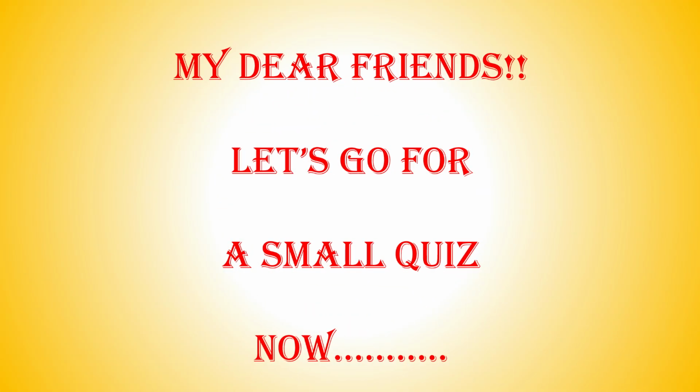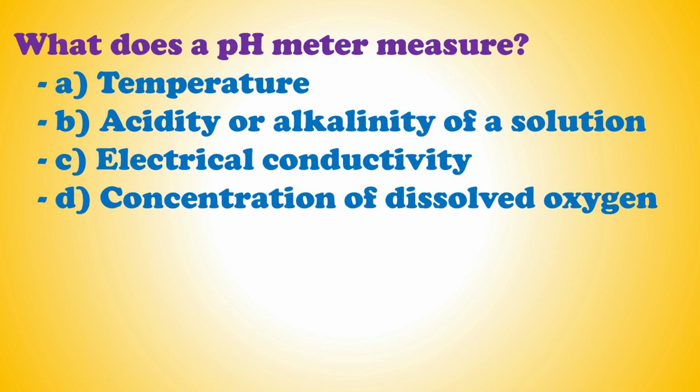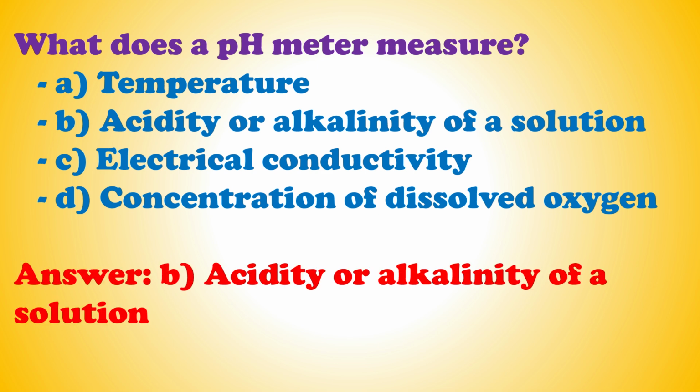My dear friends, let's go for a small quiz now. First one: what does a pH meter measure? Temperature, or acidity or alkalinity of a solution, or electrical conductivity, or concentration of dissolved oxygen? The answer is acidity or alkalinity of a solution.